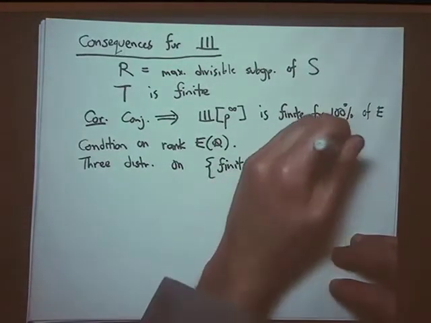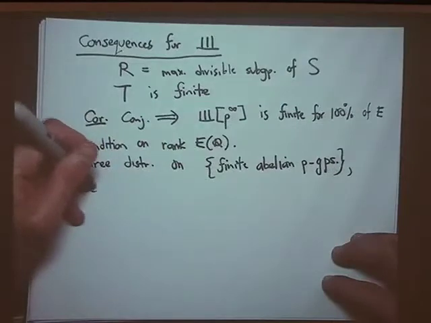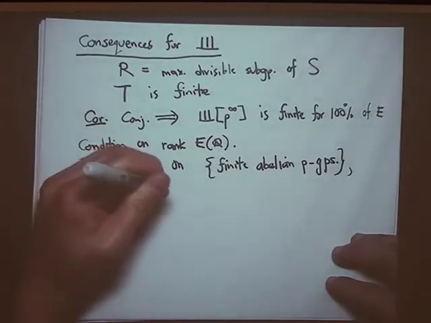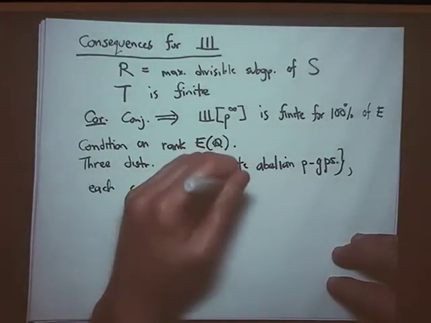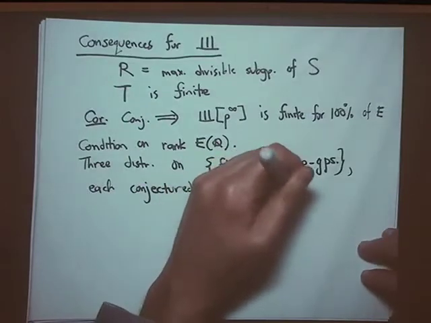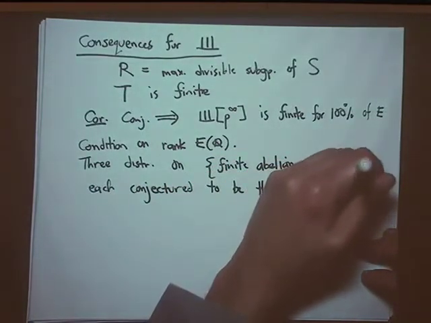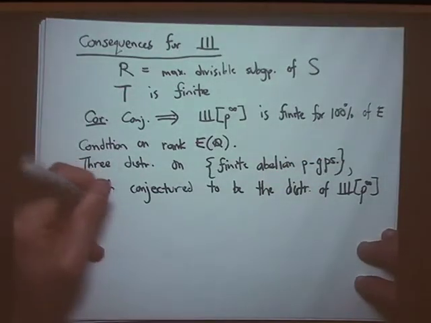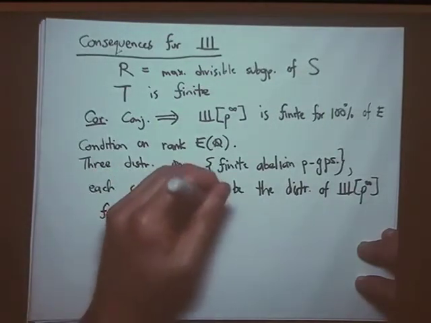Some of them shouldn't arise since Sha is supposed to have square order, but okay. I'm going to describe 3 distributions, each one of which is conjectured to be the distribution that we're looking for, which is the distribution of the p-primary part of Sha, for E varying over elliptic curves of rank r.